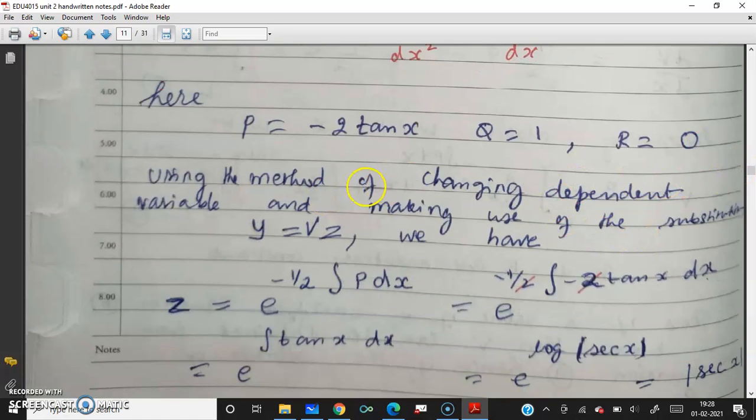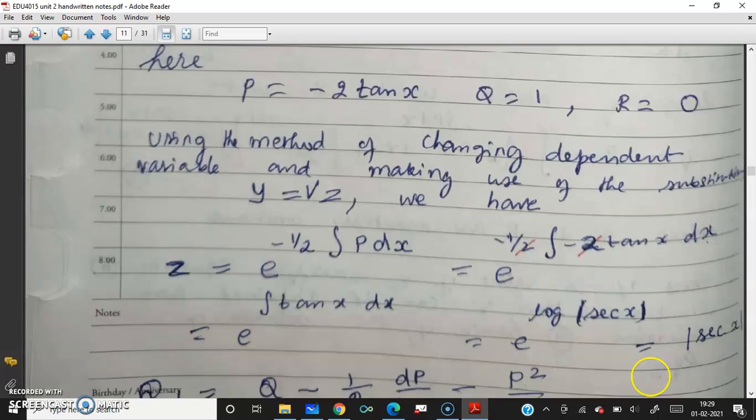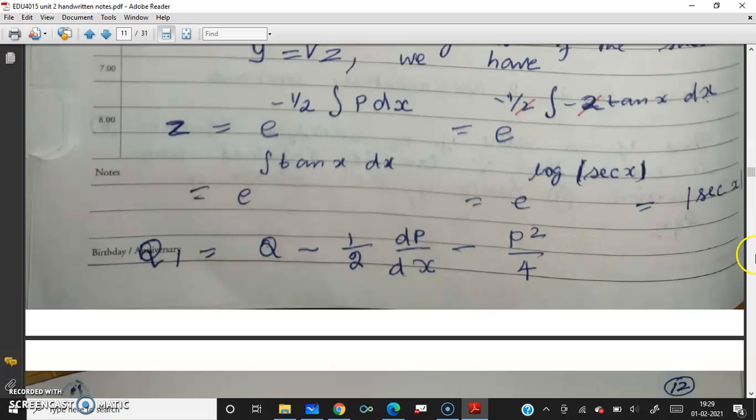So, by the method of changing the dependent variable and making use of the substitution y equal to vz, we have z equal to e power minus half integral p dx. This is the formula, which was proved in the previous derivation. Therefore, z equal to e power minus half integral p dx. That is e power minus half into integral of minus 2 tan x dx. The 2 gets cancelled, so you get e power integral tan x. What is the integration of tan x? Log of secant x. You will get e power log, the inverse function, so you'll get only secant x.